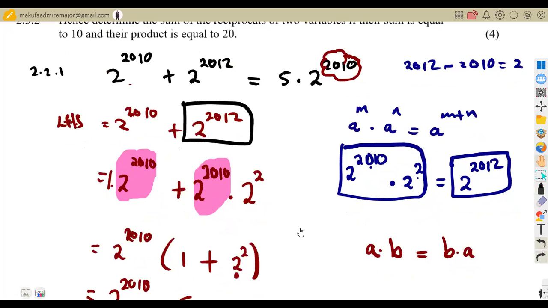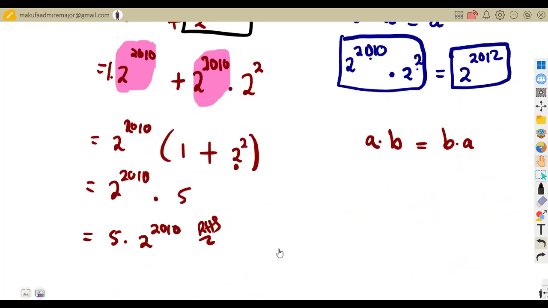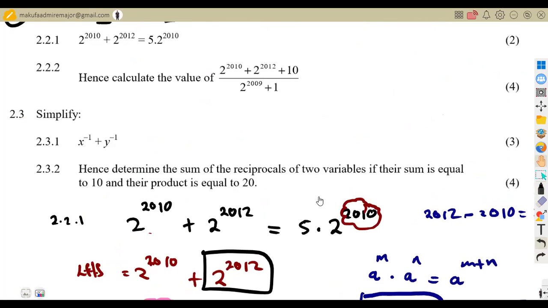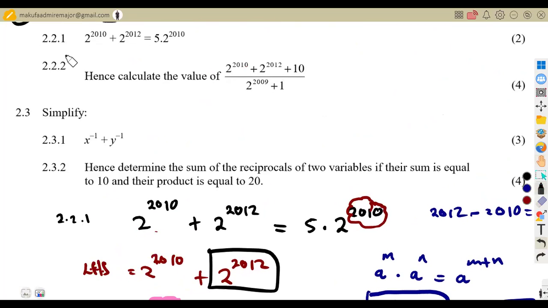All right. So we just have to revise as much as we can. Then our factorization also is very, very important. Then this is a continuation here. Hence, calculate the value of.